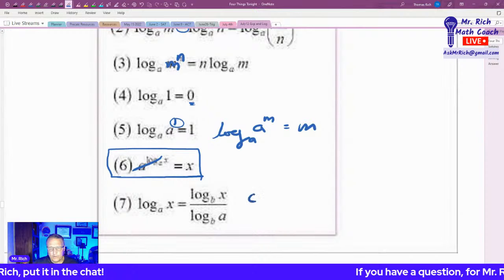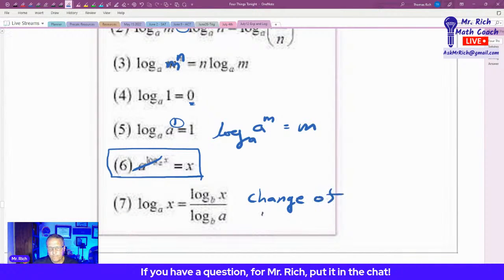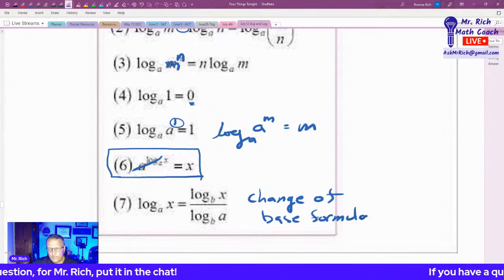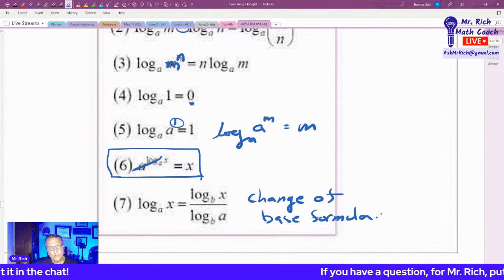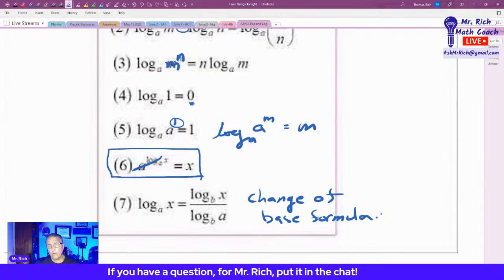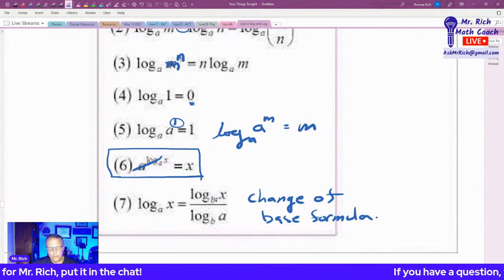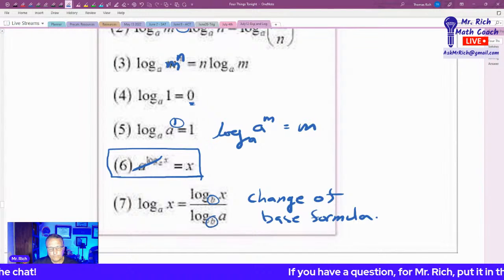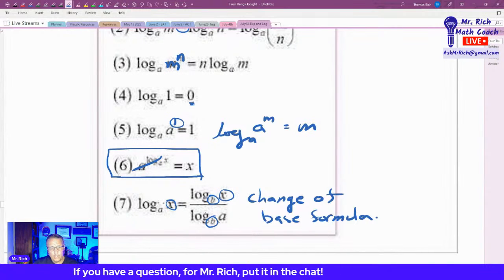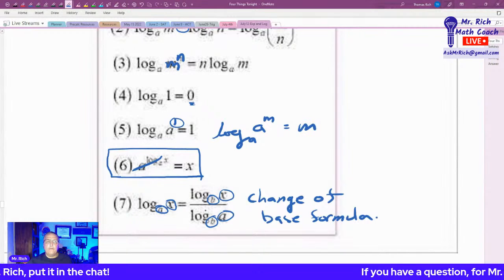All right, and then number 7 here, this is what I showed you in the one example where I changed the base. This is called the change of base formula, which is very helpful when we're trying to approximate a logarithm and our calculator only does log base 10 or log base e. Whatever the new base is that you want to use, you put the argument of the old log on top and the old base log as the argument down in the denominator.